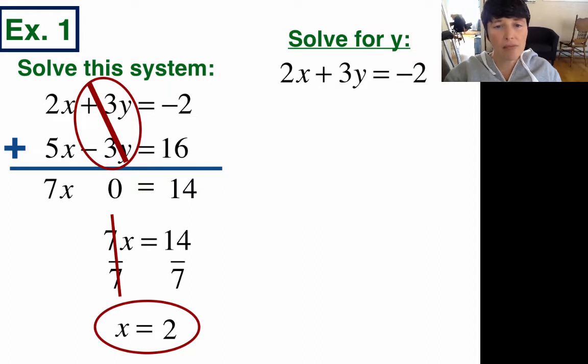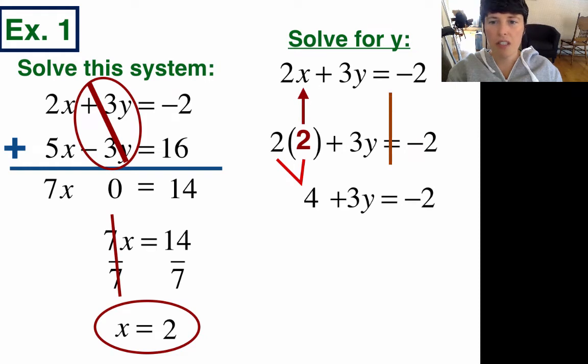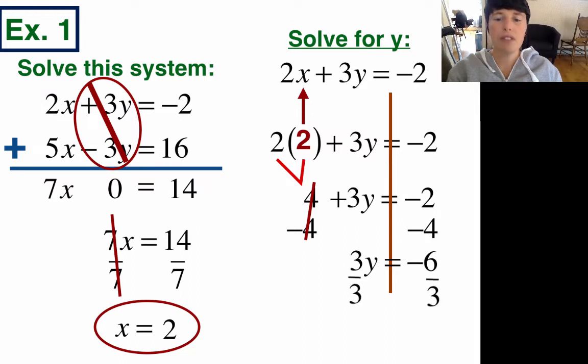I'm going to write it back down, copy it back down. And now that I know x is equal to 2, I'm going to put a 2 in there and replace it. So instead of 2x, I'm going to have 2 times 2 plus 3y equals negative 2. And we're going to put that 2 times 2 together and make that 4. And 4 plus 3y now equals negative 2. Think of this as like a line down the middle. We're going to get y all by itself. So take that 4 away to the other side. Negative 2 and negative 4 are going to give us a negative 6. And then if we have a 3y, we'll divide by 3.